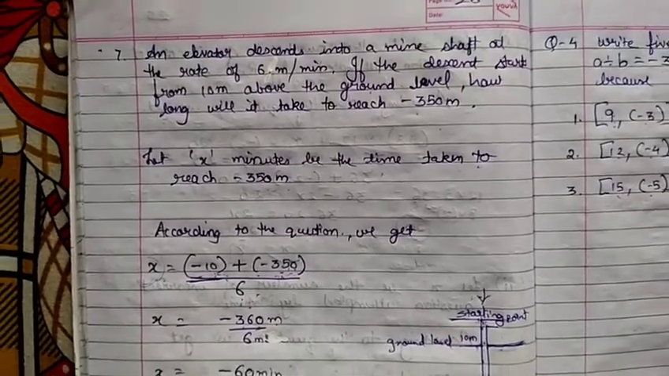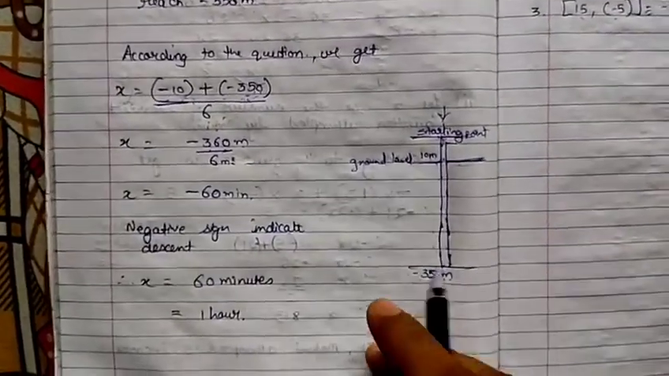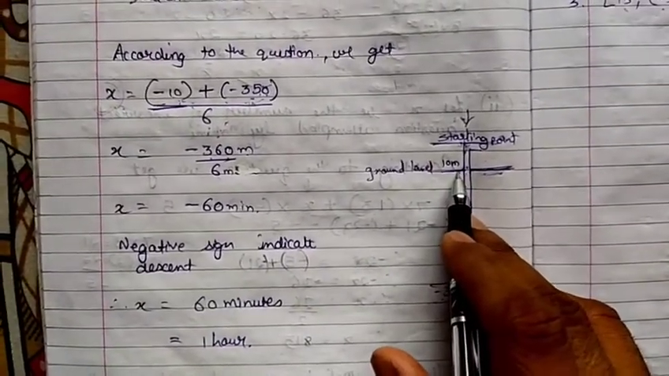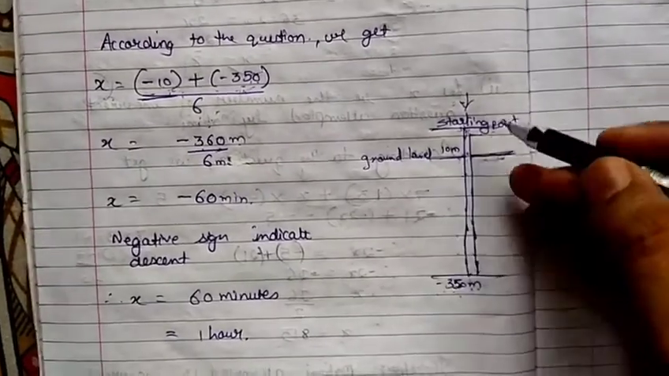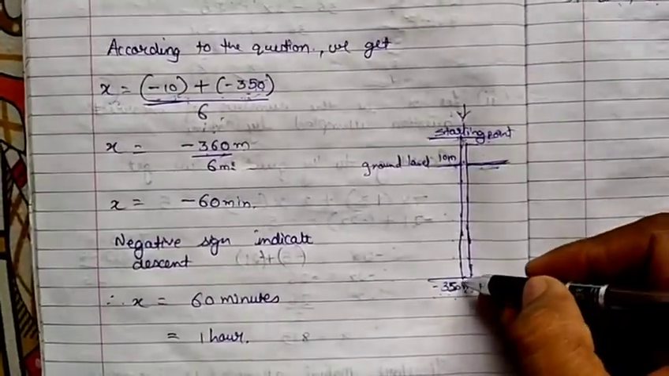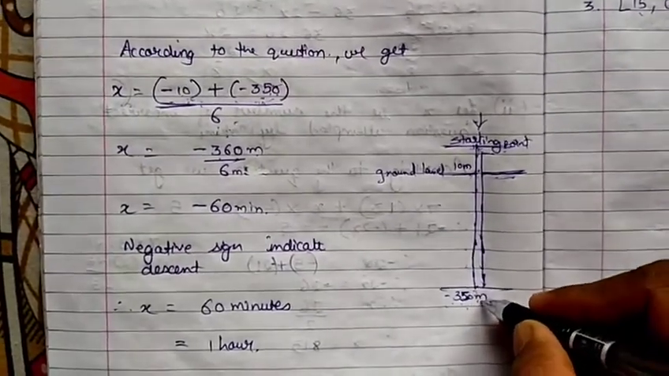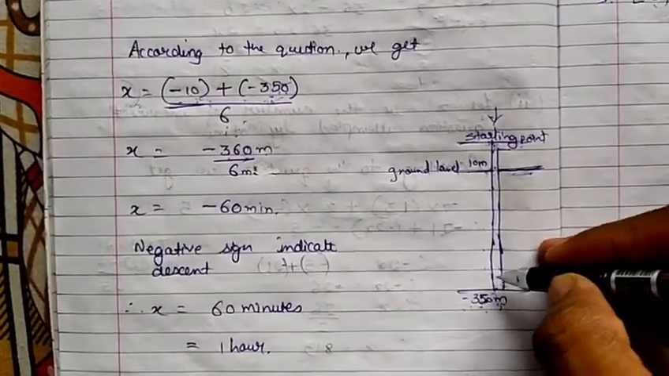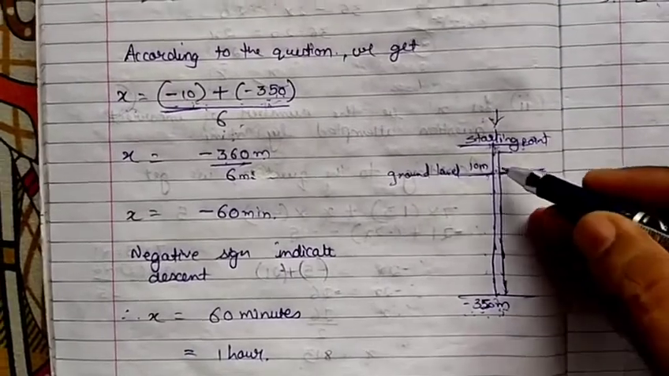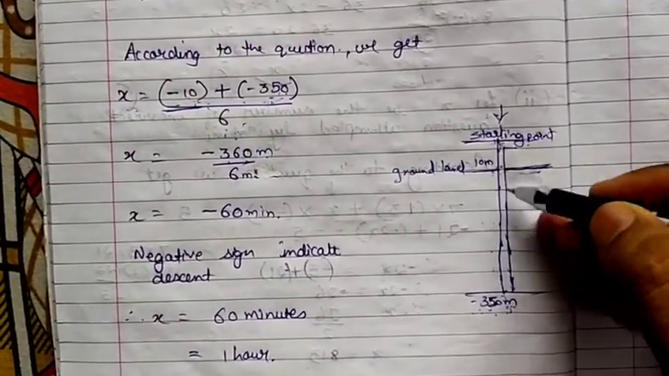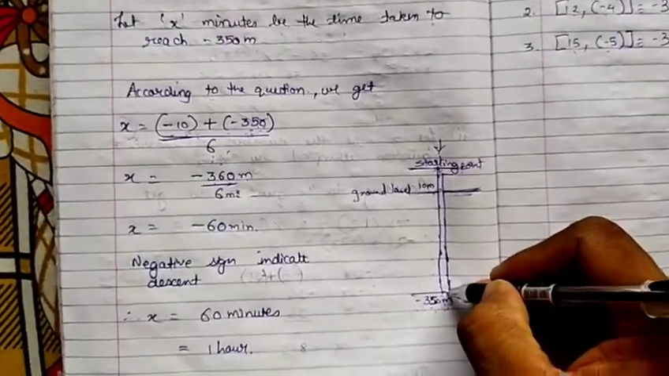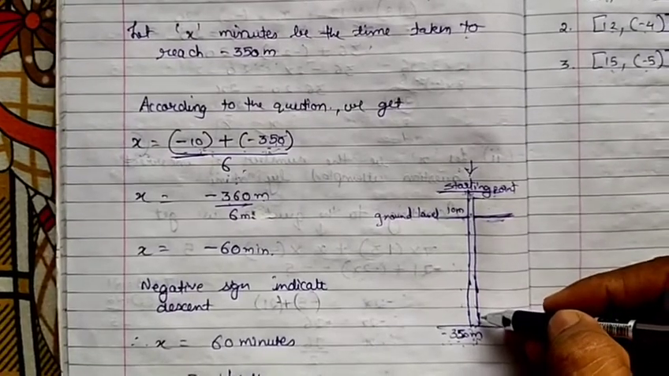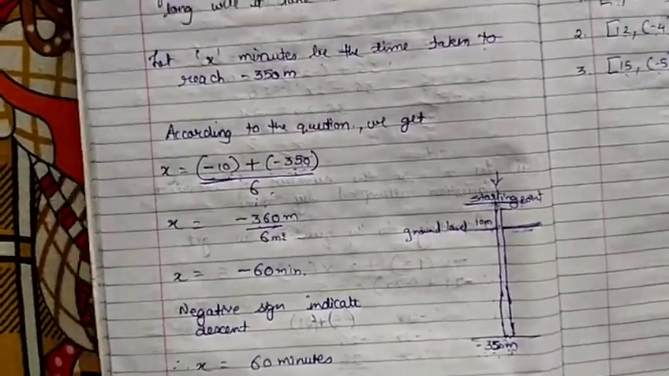Now to make you understand, I have drawn one figure over here. See, this is the ground level, and the elevator starts from 10 meter above the ground level. This is the starting point, and from here it has to reach 350 meter below the ground. Why have I written negative 350 meter? Because it descends, means it goes downward. That is why I have written the measure as negative 350. So from the starting point till here it has to reach. Here also I have to suppose the time taken to reach be x.